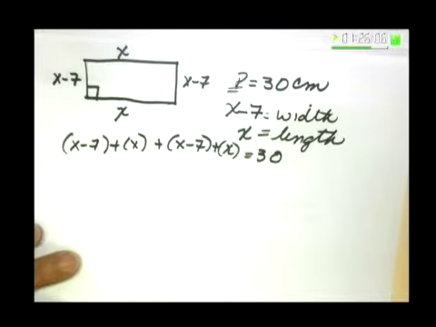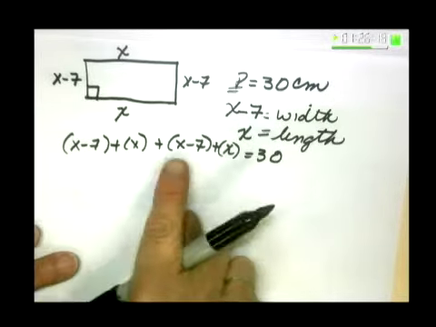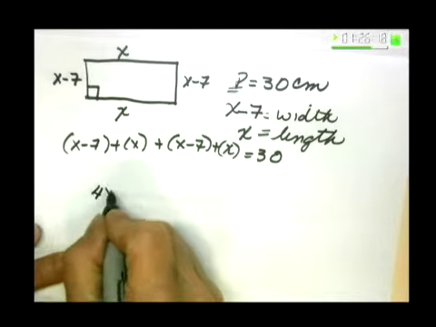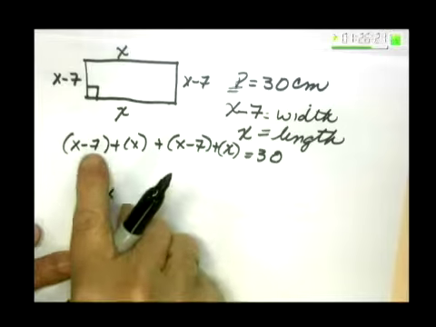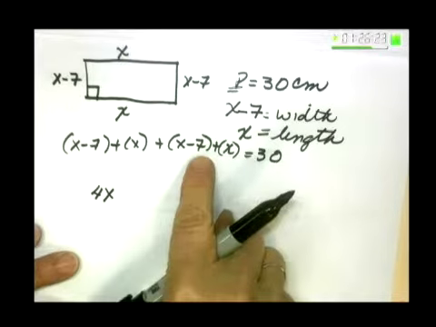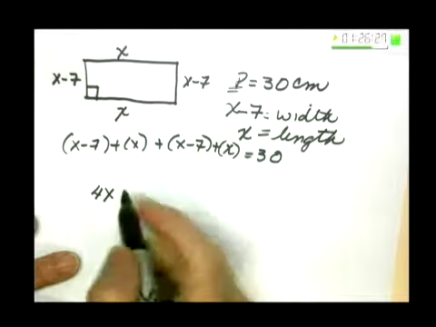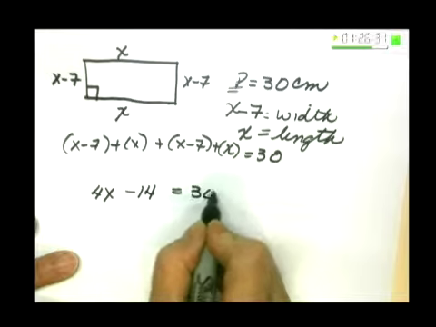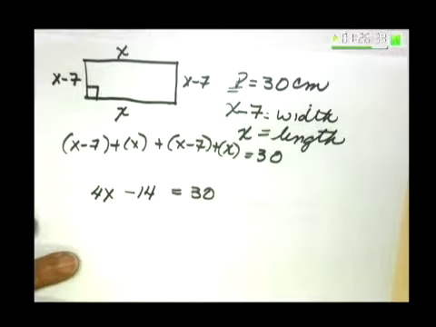So now I'm going to combine like terms, which is the words that we usually use in algebra, which means anything that is alike I'm going to add or subtract. So I have x's. I have 1, 2, 3, 4 x's, and I get 4x. And this says I have a minus 7 and a minus 7. Minus 7 plus negative 7 is negative 14. And that's equal to 30.